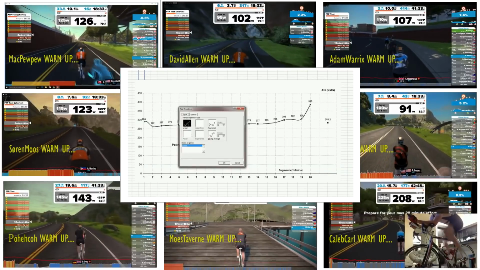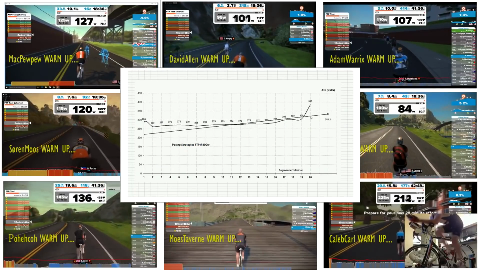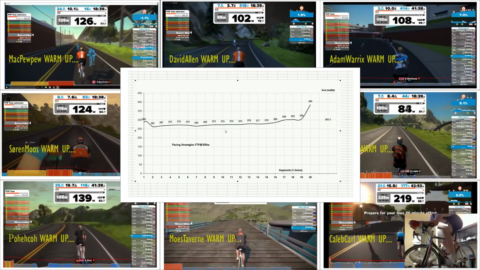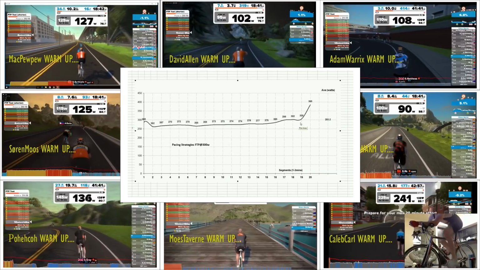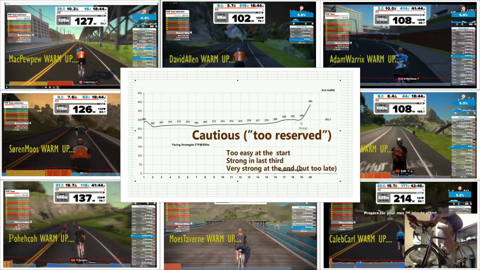In fact, we can add a trend line on the data. Let's have a look at the trend line. So the trend line on this chart is up all the way, which means the rider is beginning at their lowest point at the beginning and then increasing as the race goes on. And then of course they do have a strong kick. In fact, the strongest kick of any pacing strategy seen here.